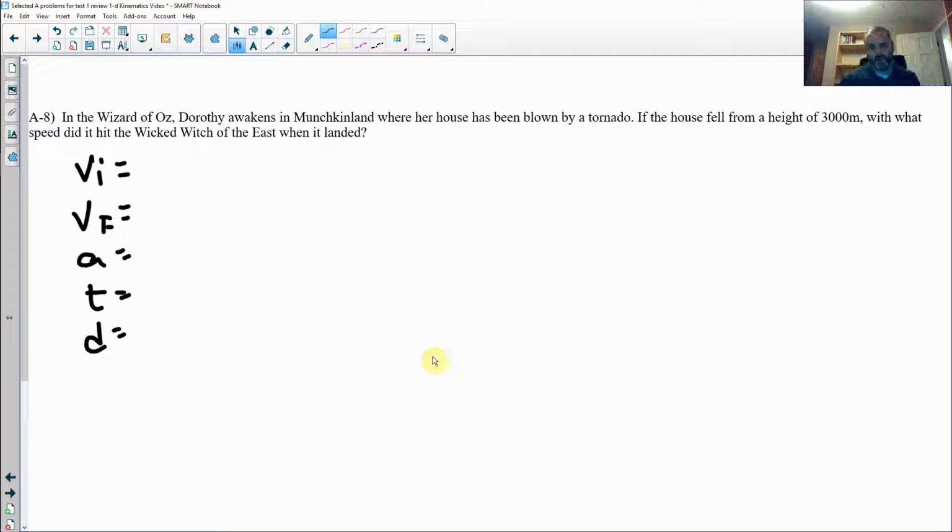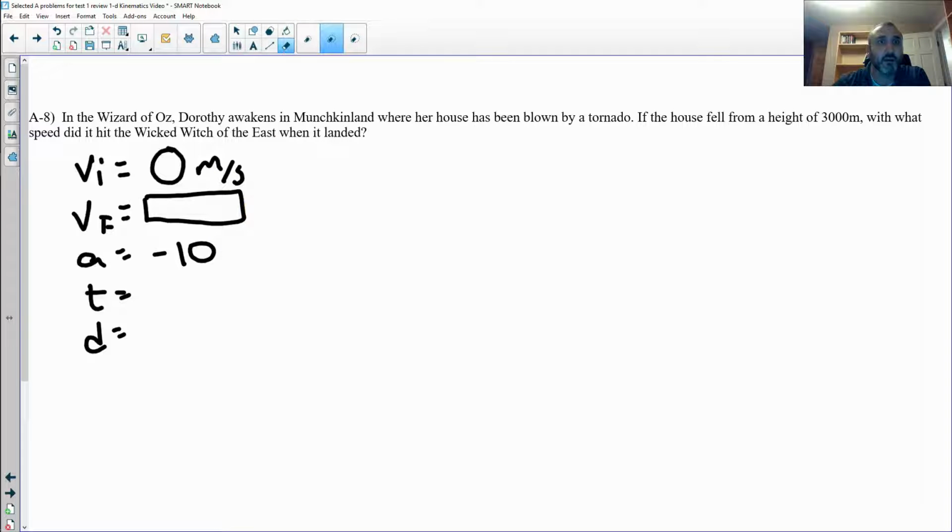So we've got this house, and it's floating up from a tornado. And last time I checked, when anything flies up and then is allowed to fall down, between the going up and the coming down, we actually come to a rest. So the initial velocity up there, 3,000 meters high, is going to be 0 meters per second. And what we're looking for is the final velocity there. The acceleration is going to be negative 9.8 meters per second squared.